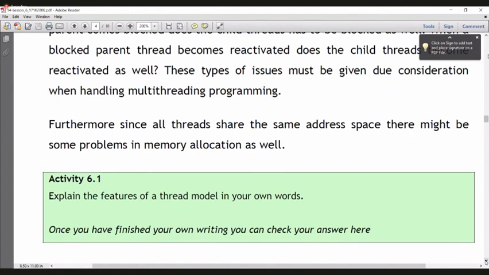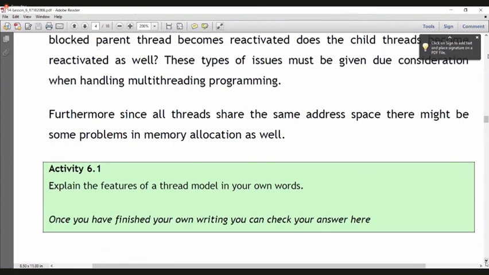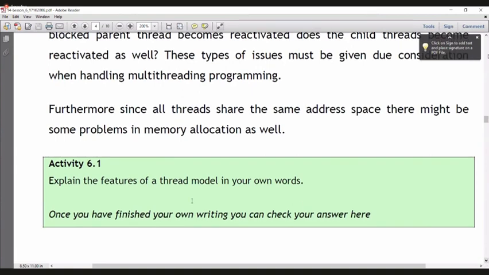Furthermore, since all threads share the same address space, there might be some problems in memory allocation as well. When you share the same locations, there can be other issues, such as if another thread deletes something used by one thread, what to do, and so on.